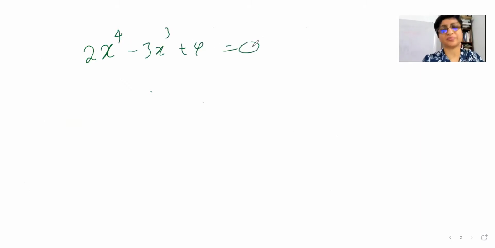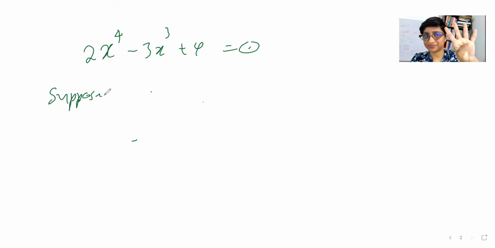So, for example, what I'm saying is this: say you have a quartic polynomial 2x to the power of 4, right? Quartic means power 4, minus 3x cubed plus 4 is equal to 0, something. Suppose I take this equation, and I'm not solving it. So how many solutions should this have? This should have 4 solutions. Okay, 4 solutions. There could be repeated solutions.